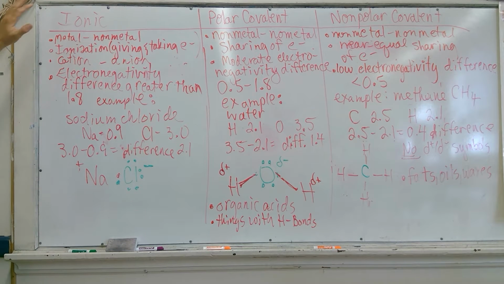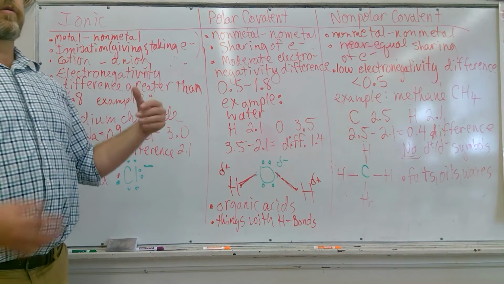And we've gotten pretty familiar with ionic: metal, non-metal, tends to form a crystalline structure, high boiling and melting points, fairly conductive in aqueous solutions, and that's when we have a strong electronegativity difference between a more electronegative and an electropositive element of 1.8 or more. Table salt is a classic example.